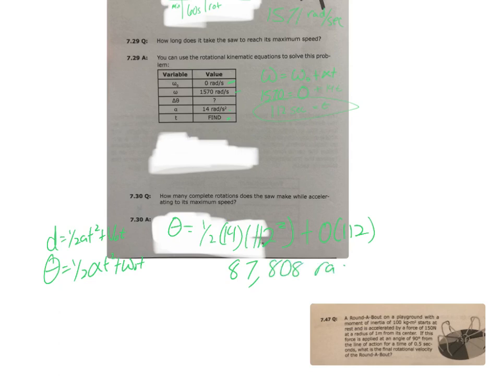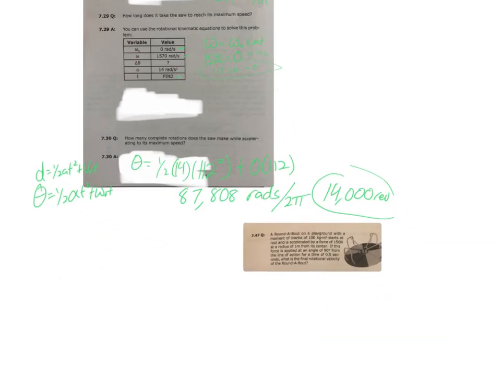So I'm going to do 1/2 times 14 times 112 squared, and I'm going to get 87,808 radians that it covered, and I'm going to divide that by 2 pi to figure out how many revolutions, and it gets about 14,000 revolutions. There's some rounding going on in there, but it's about 14,000. Technically, it's 13,975, but pretty close. So that's how you do those. Again, we're trying to get you used to seeing how to get back and forth between revolutions per second and radians per second, and how to utilize these formulas that look very much like the formulas that we've done in the past.